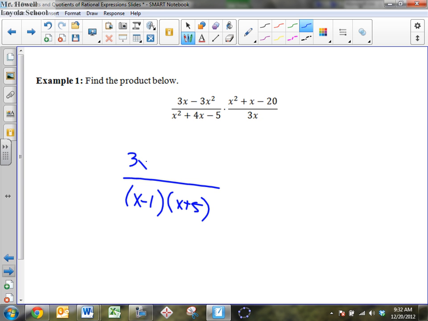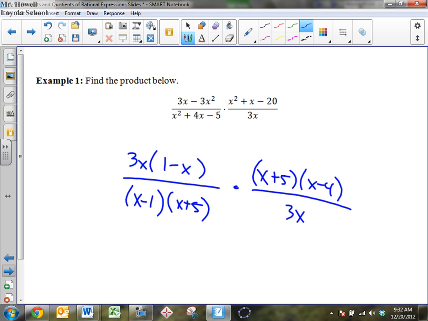3x, parentheses, 1 minus x squared. 1 minus. I wrote it. Sorry. Rod? Factor x plus 5, x minus 4, all in parentheses. Okay. Agreed? That's awesome. Then you cancel 3x. What do you notice? What happens here with the 3 x's, what happens then? They go away.